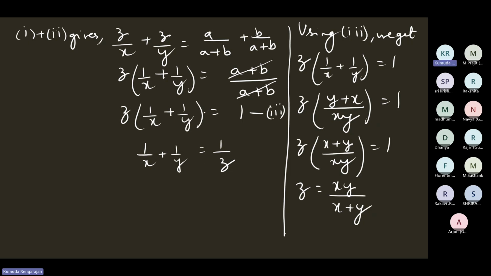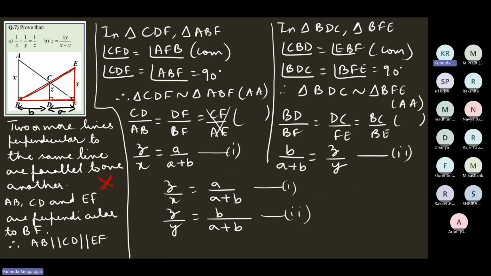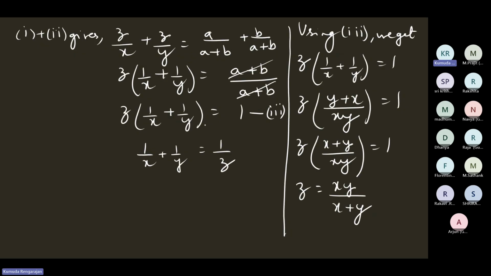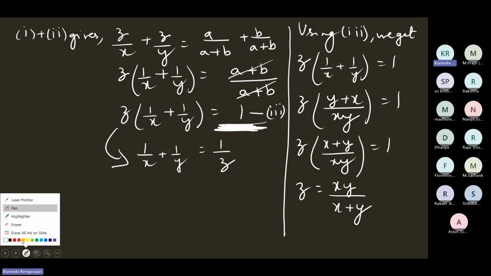Now, in this working, I told you to mark the step as 3 because we need to continue with this one in a different way to get the second result. When you continue like this, you get the first result. The same step should be continued in a different way to get the second result.